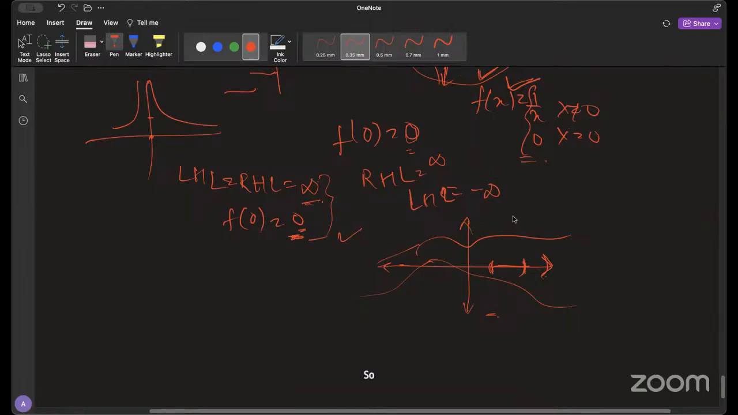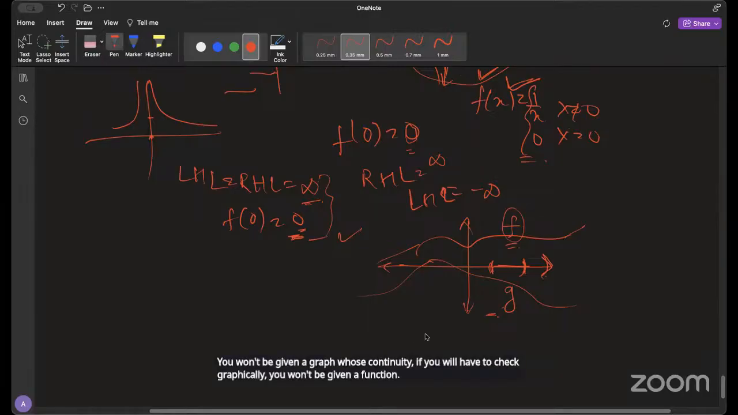So continuity you will be checking of f, right? Let's just say this is f, this is g. You don't need two graphs to be here unless you're taking the sum or the product of them. Then you need the graphs of both of them. Otherwise, if you just need to discuss the continuity of f, you can just see and tell. You won't be given a function whose continuity you cannot tell by just looking at it. You will be given a graph whose continuity you will be able to tell by just looking at it.